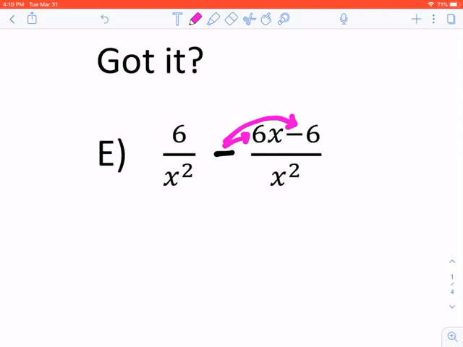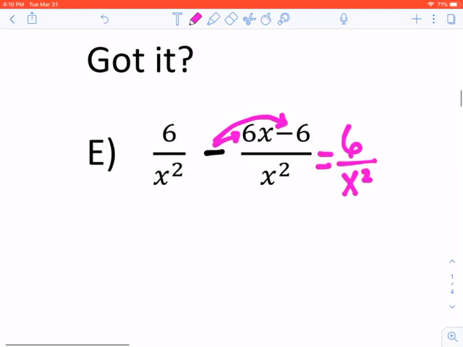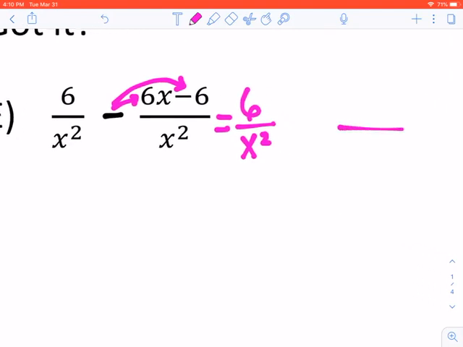So I'm going to rewrite this now. Watch. I'm going to rewrite it as 6 over x squared, okay, and I'm going to distribute that negative, that minus to the 6x and negative 6, so that this becomes negative 6x and positive 6. Okay, let me rewrite that. And now you can add them together.